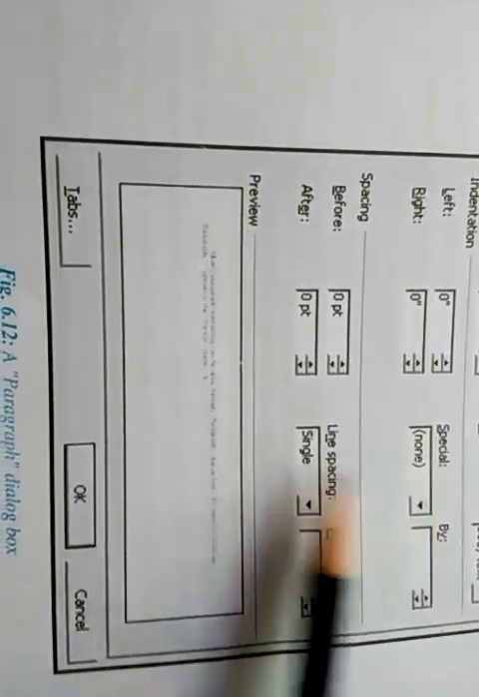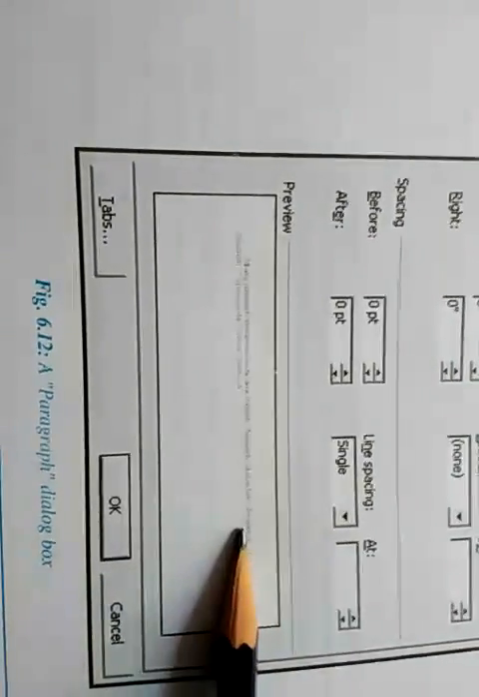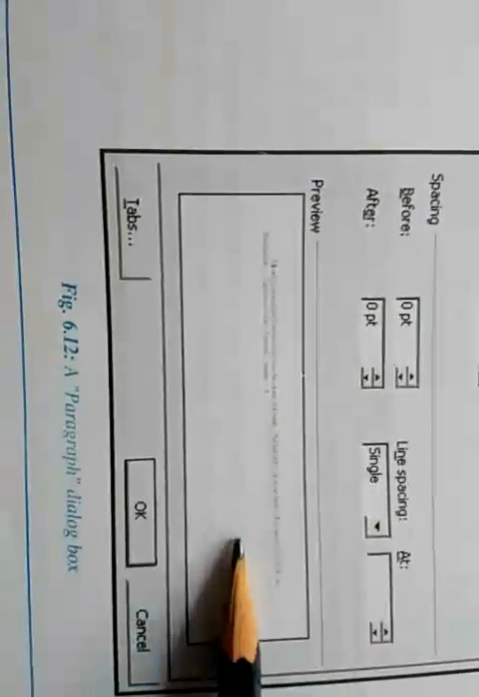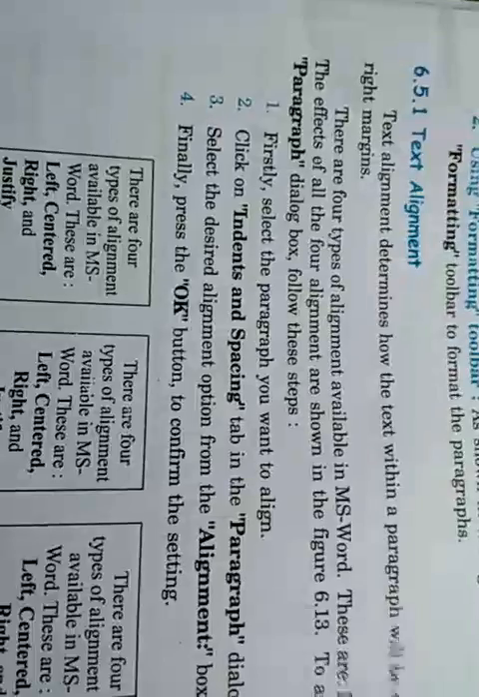And in paragraph formatting we will also get some advanced options such as line spacing, and here we will see the preview of your text, and finally when we want to change it, we will click on the OK button.